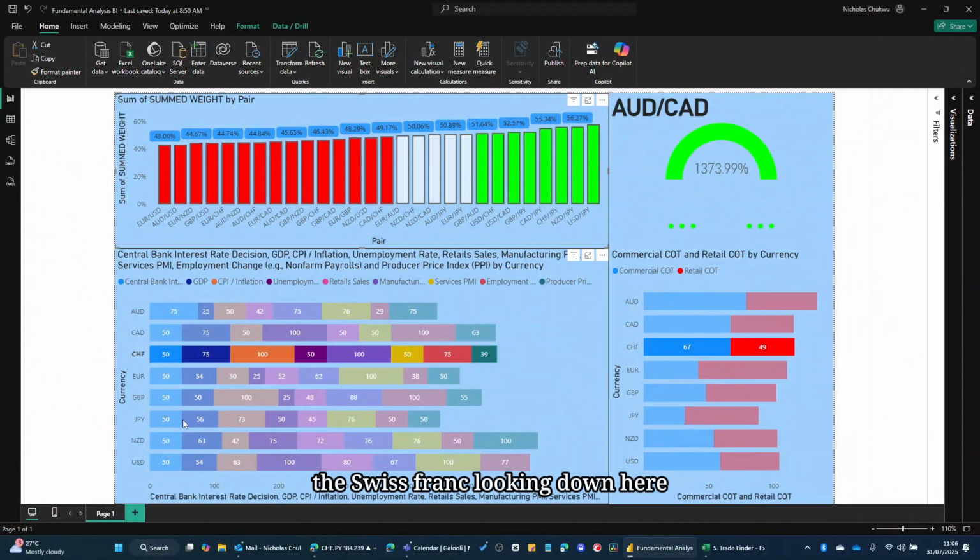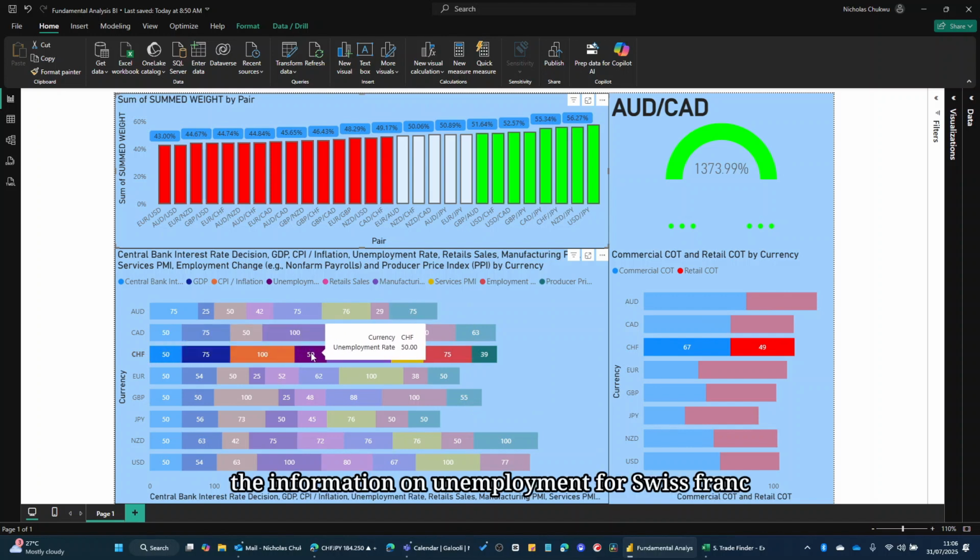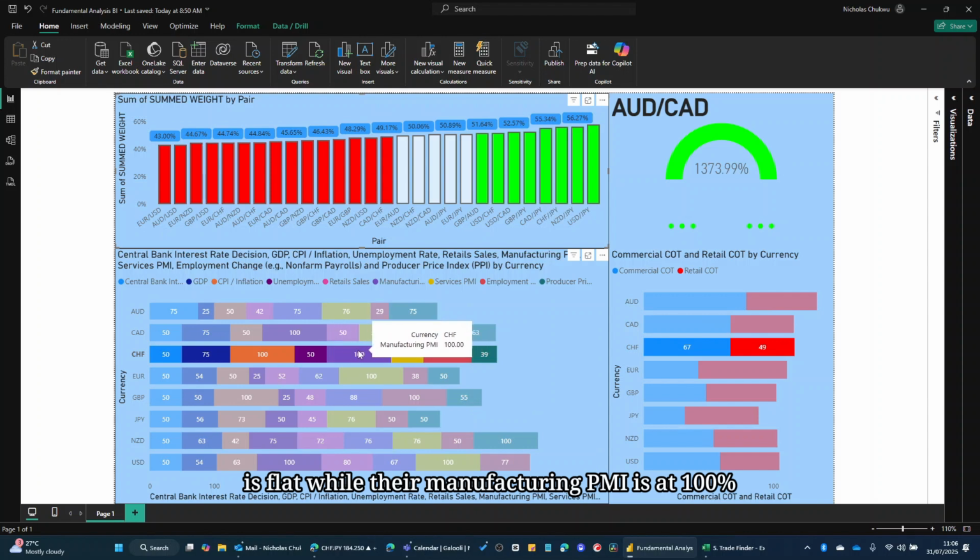The Swiss franc, looking down here, we have each individual news by its strength. Each individual news is a color representation, and its strength is represented by number and also the width of that color. So, for example, looking at 50% for the unemployment rate of Swiss franc, meaning the information on unemployment for Swiss franc is flat, while their manufacturing PMI is at 100%, meaning they had a good news in their last news release regarding their manufacturing PMI.